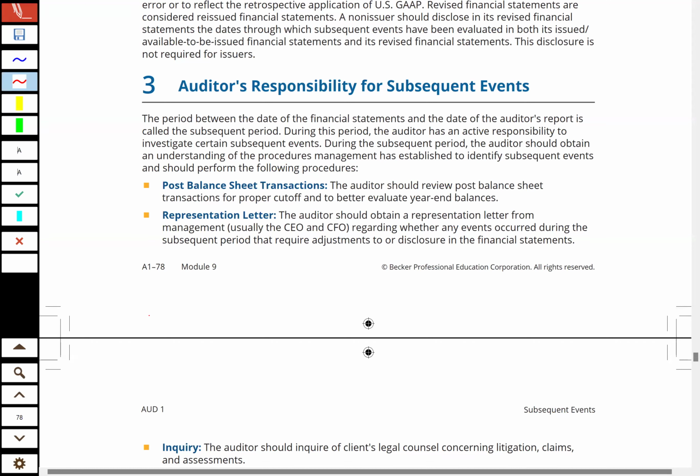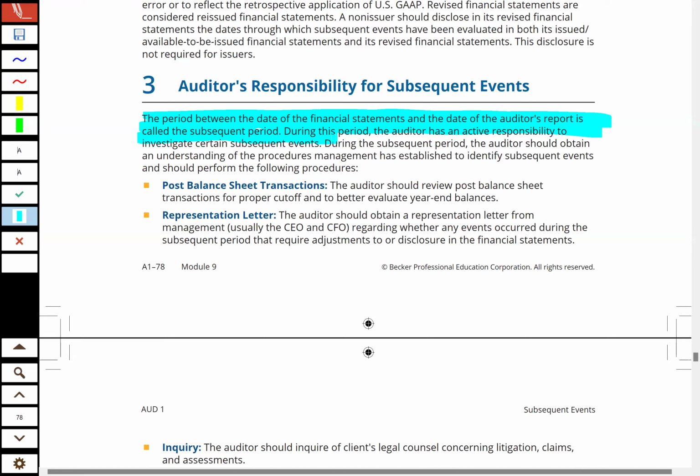That world is turning, and that's putting a burden on us to make sure that before we issue the report, we catch those kinds of things. Okay, so the period between the date of the financial statements and the date of the auditor's report is called the subsequent event period. During that period, the auditor has an active responsibility to investigate certain subsequent events.